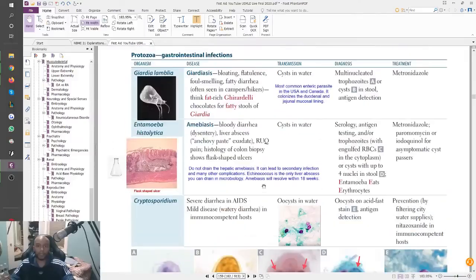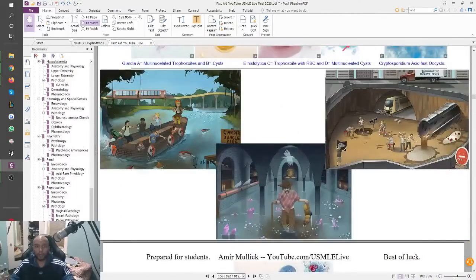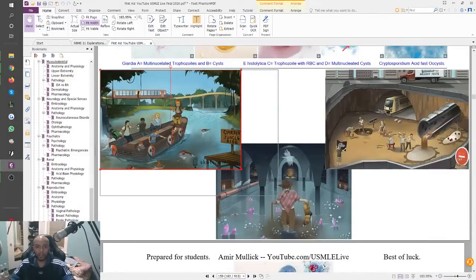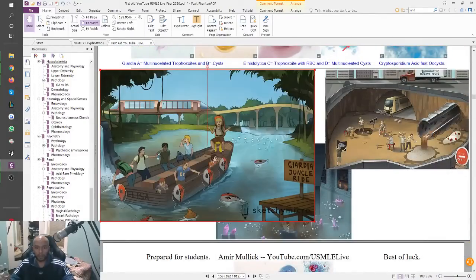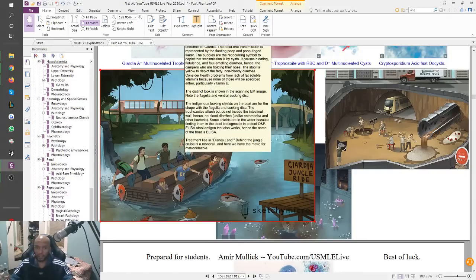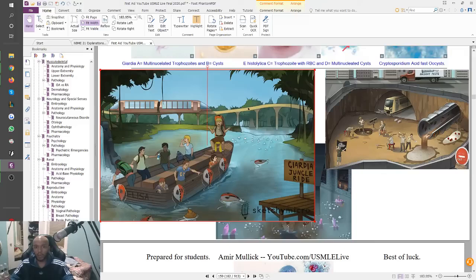So when I look at Giardia, I always think of this image right here. And then you can always remember, these are what Giardias look like. You find it in dirty water, right? So you have the feces here. Dirty water, people are drinking it, right? And they're all going to get really gassy, this guy's closing his nose. So a lot of flatulence. And the metro in the back over here is to remind you of metronidazole.